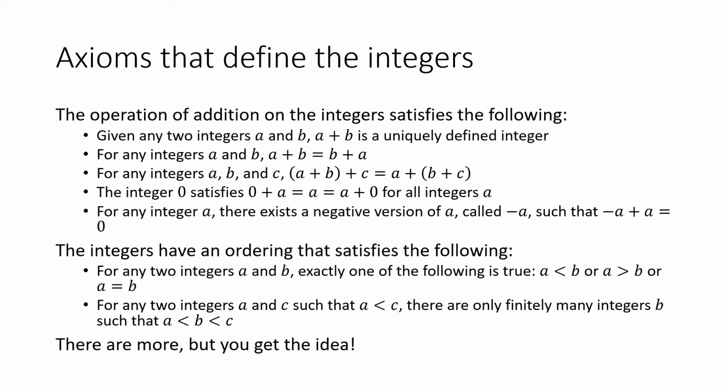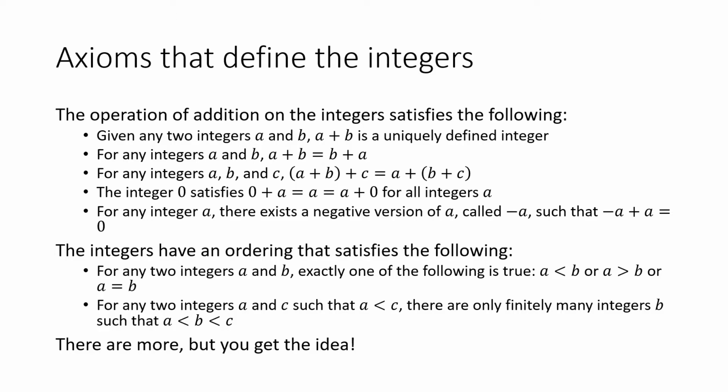For any integers a and b, a plus b is the same as b plus a, so addition is commutative. For any integers a, b, and c, if we do a plus b first and then we add c, that's the same as doing b plus c first and then adding a. So that means addition is associative. The integer 0 satisfies 0 plus a is the same as a, and that's the same as a plus 0. And then for any integer a, there exists a negative version of a called negative a, such that negative a plus a is 0. So those are some of the axioms of addition on the integers.